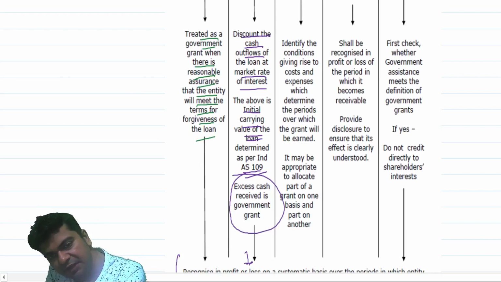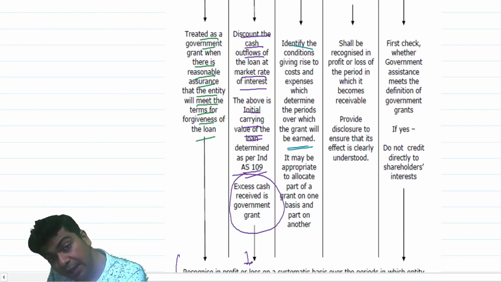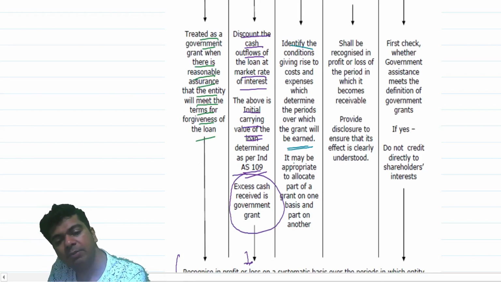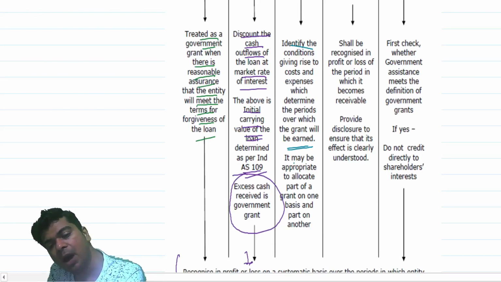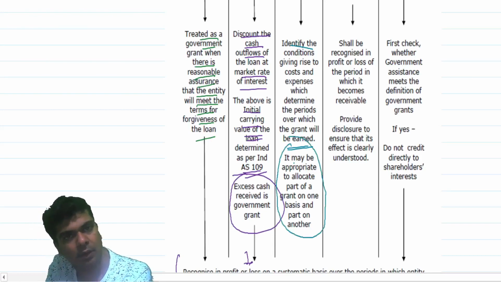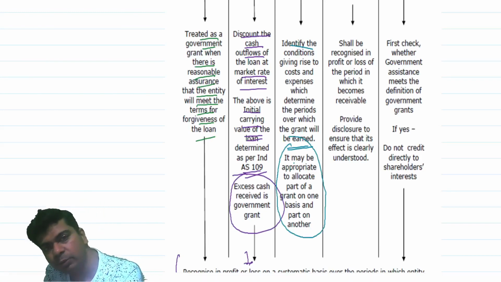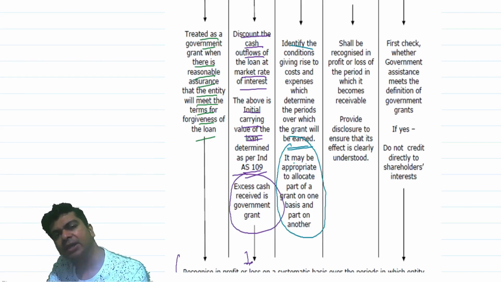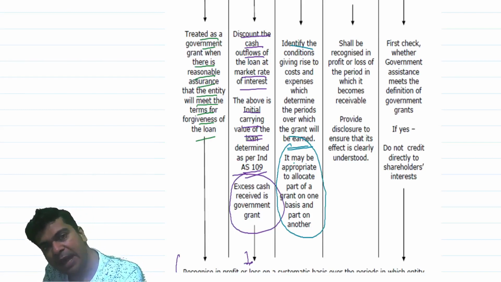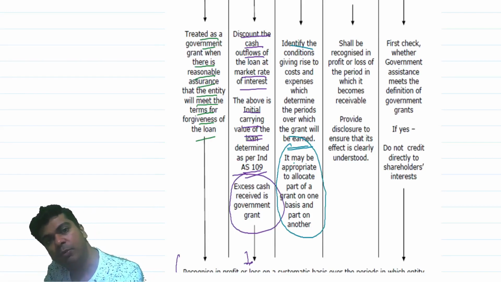Right, they say identify the conditions giving rise to the cost and expenses which determine the period over which the grant will be earned. And here it's important. They say it may be appropriate to allocate part of a grant on one basis and part on another. Getting it? You have to understand what conditions need to be fulfilled because it's a package. When there is a package, there will be different points in that package. Some loan will be, some grant will be towards point number 1, point number 2, point number 3, and so on.